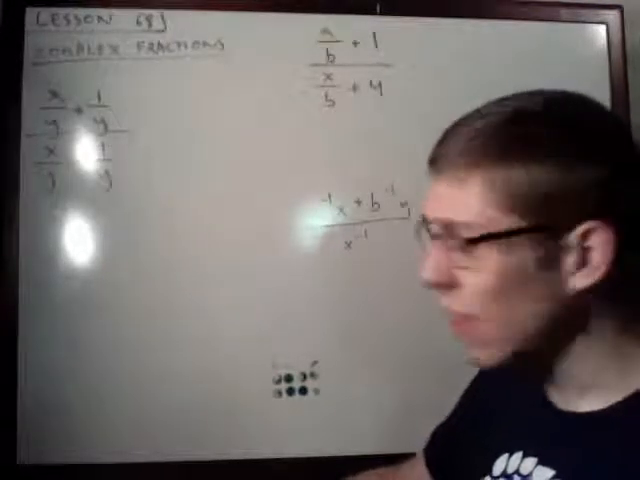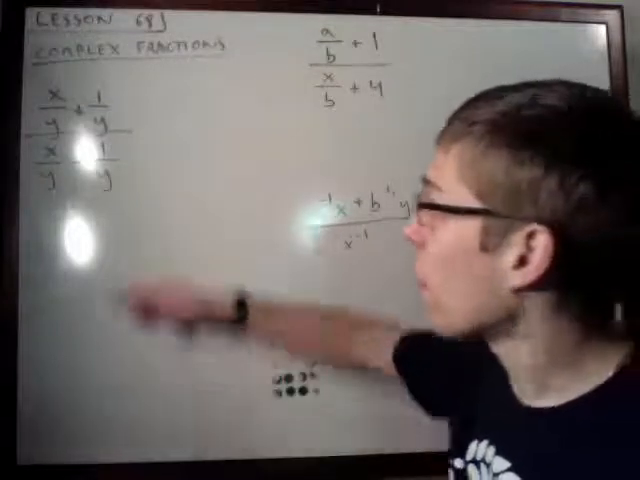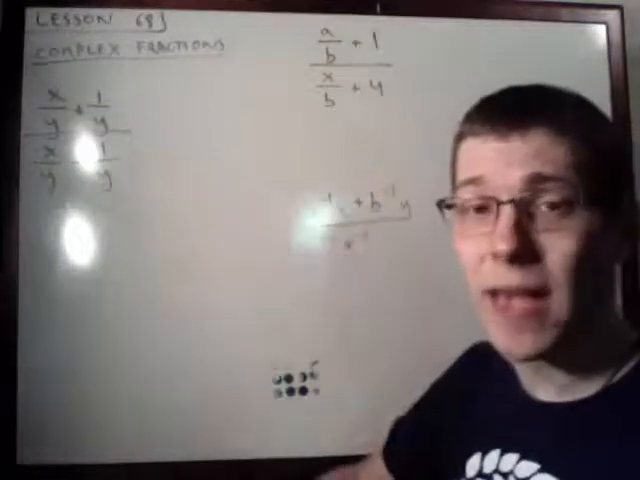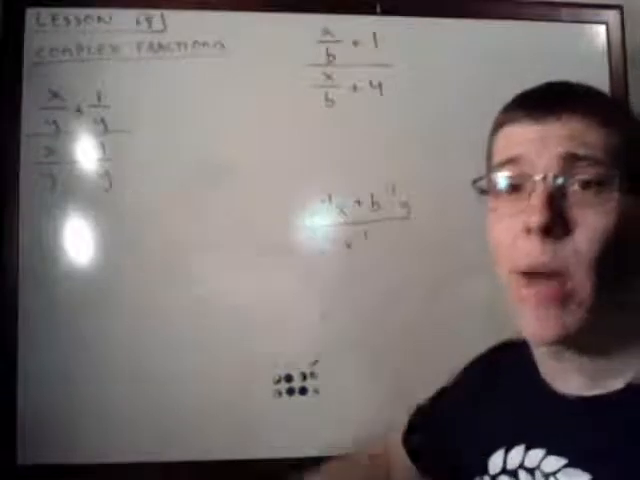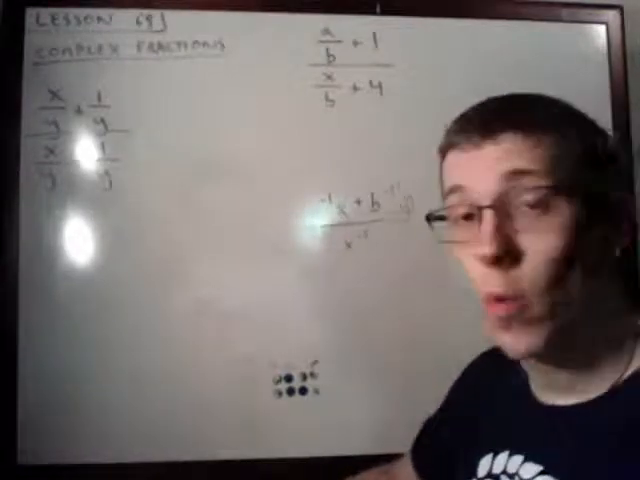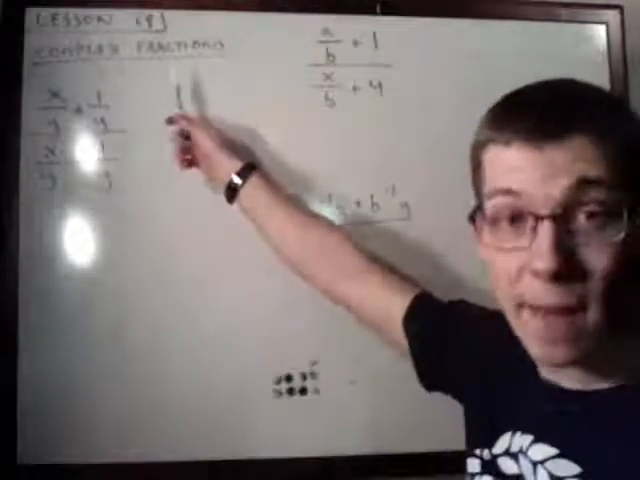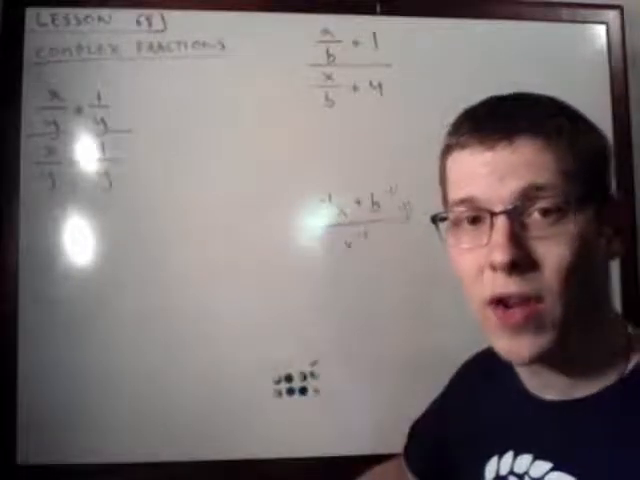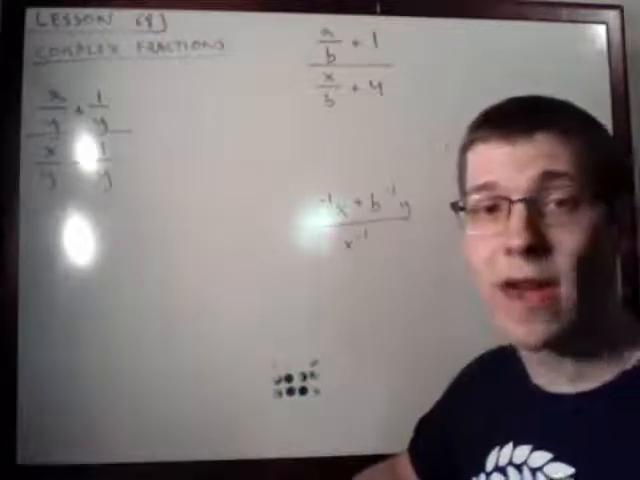Now, there are a couple of things going on here. First of all, we've got fractions being added both on the top of this fraction and on the bottom of this fraction. And then also, we've got the issue where we have a fraction on top of a fraction and a fraction on the bottom of the fraction. That's okay. We're going to take it one step at a time.